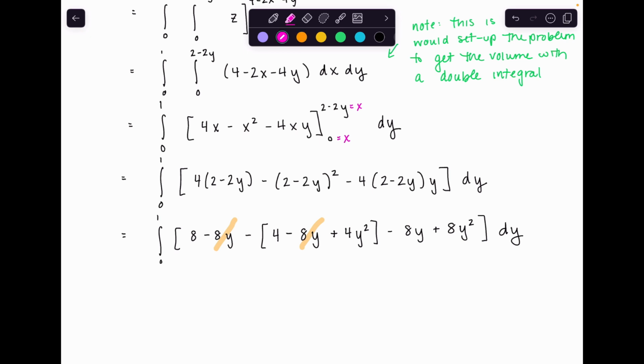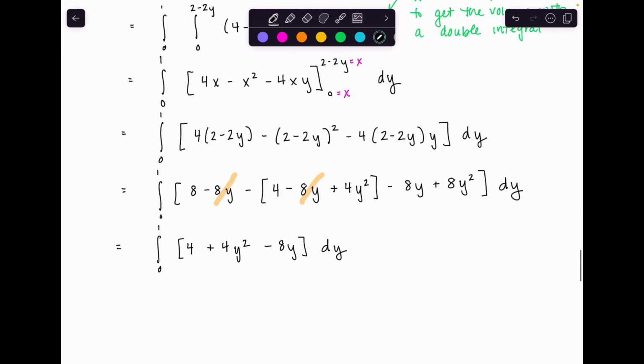Now grouping my like pieces, this is 8 minus 4. Those are my only constants. So that becomes 4. Then we've got negative 4y squared plus 8y squared. So that becomes plus 4y squared. And then this is our remaining y term, so we have minus 8y. And you can put this in order if you want, but not necessary because we're just going to integrate and evaluate this.